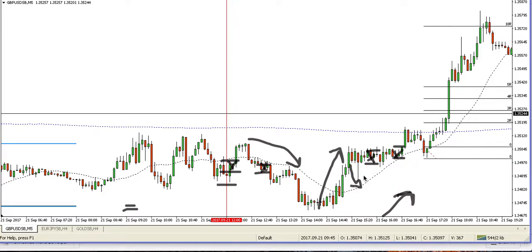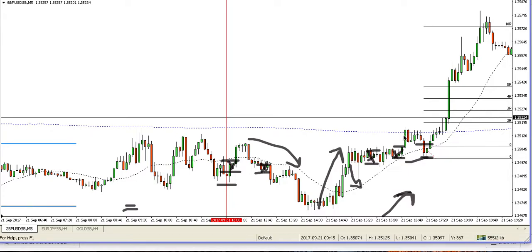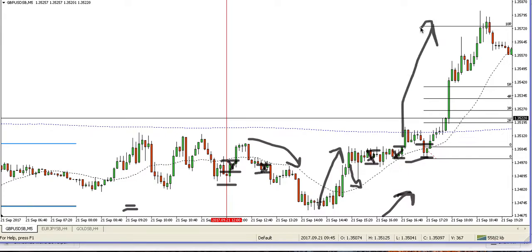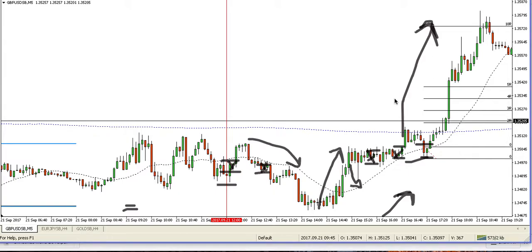H4 still long, M5 still making higher highs, higher lows. This is where this one stops out and it gives us another setup, and this one goes to a 10R. Okay, that's it. Really simple. It's just combining 2 time frames, a higher time frame trend and a lower time frame for precise entries.